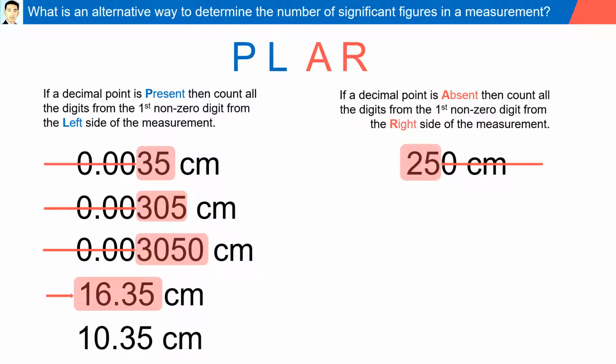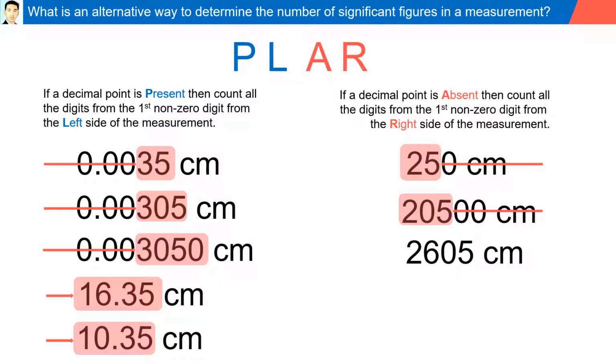Another example, 10.35 cm. There's a decimal point present, so we come from the left. The first non-zero digit is 1, so everything from 1 and after is significant. 4 significant figures. Now, 20,500 cm, coming from the right, because the decimal point is absent, so PLAR, we're coming from the right side. 5, 0, and 2 are all significant.